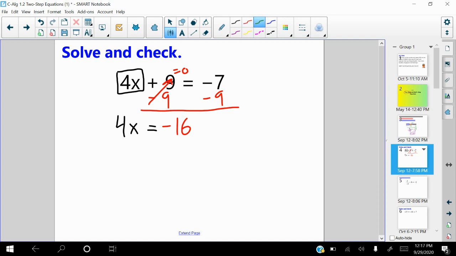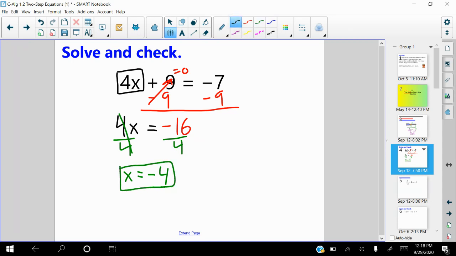Now, I want to undo multiplication or division. I see I have multiplication. I have 4 times x. I'm going to divide both sides by 4. So now I'm left with x is equal to negative 16 divided by 4. I notice I have a negative divided by a positive. That gives me a negative. So I'm going to jot that down first. Now I know 16 divided by 4 gives me 4. So we end up with x being equal to negative 4.